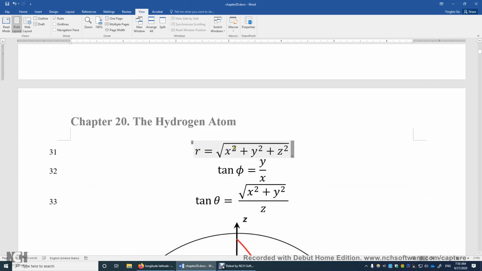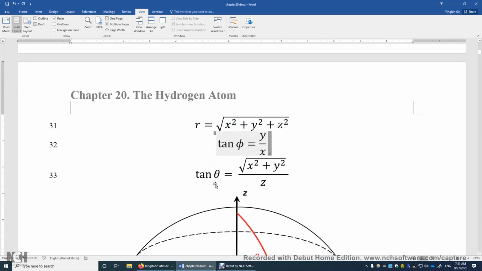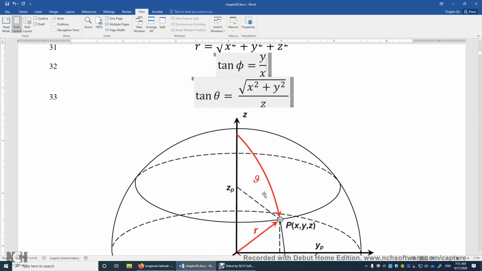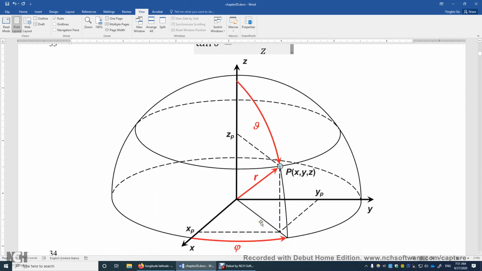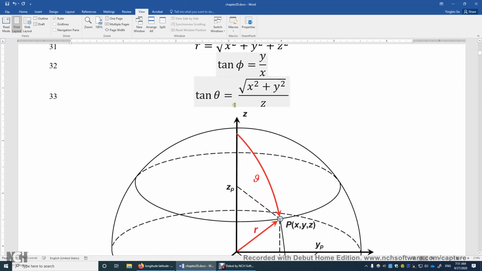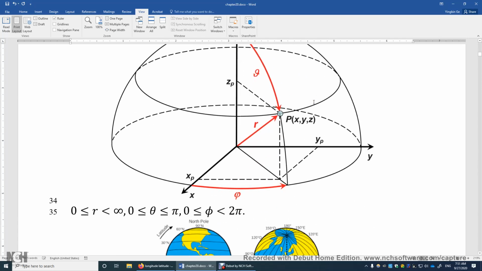And r can be expressed as a function of x, y, and z. This is how we define phi. Tangent phi is y over x. Tangent theta is, again, the projection of r on the xy plane divided by z. This is how theta is defined. Of course, you can use sine and cosine functions of phi and theta as well. Right? So these are just some of the definitions.